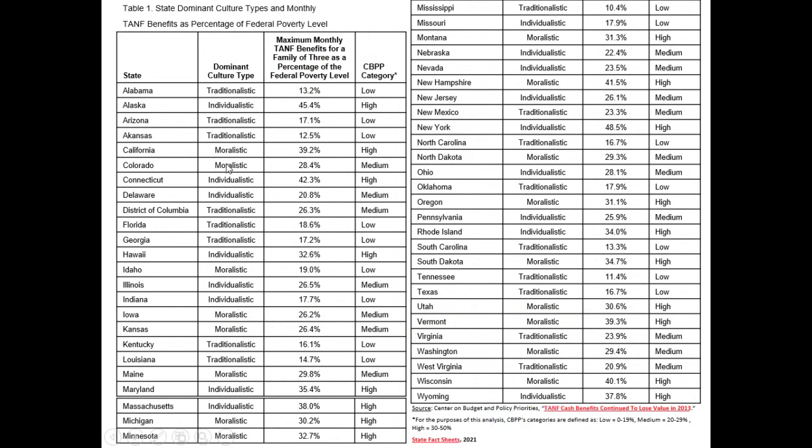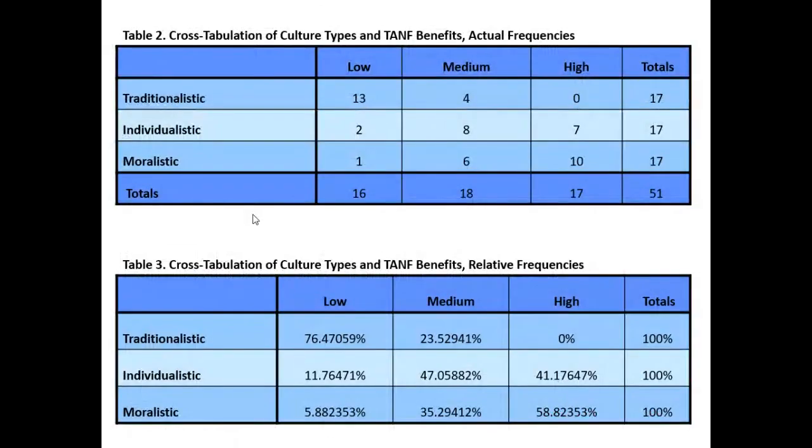Okay, and then I also included the culture type in here. Again, I think you can just eyeball it and see that there's a pattern there. But if we wanted to be a little more precise about it, we could actually do a crosstab. Just set up a table here where we have the culture types defining the rows and the level of benefits defining the columns. I know you can read a table, but let me walk you through it.